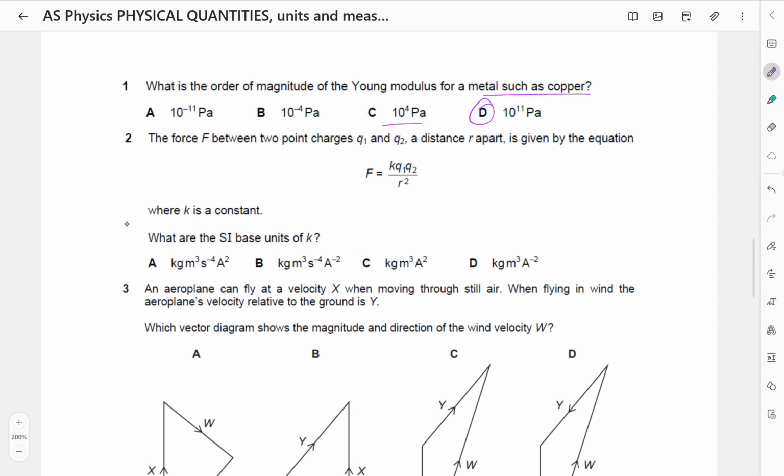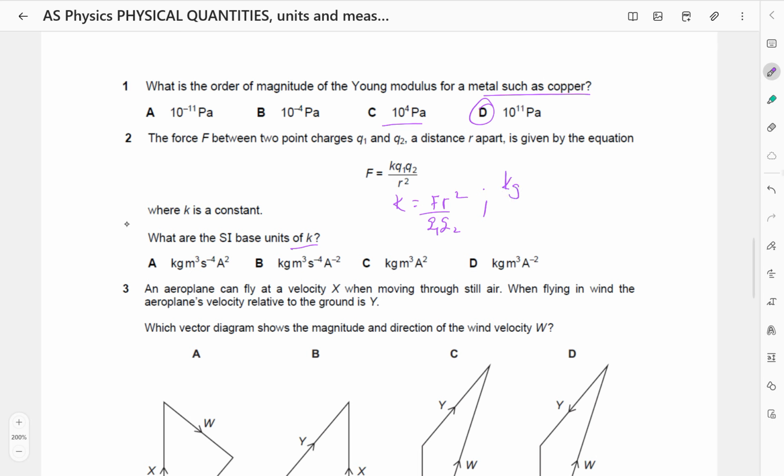The force F between two point charges Q1 and Q2 a distance r apart is given by that equation. F is equal to k Q1 Q2 over r squared, where k is a constant. What are the SI base units of k? So making k the subject, k is going to be F r squared divided by Q1 Q2. So let's find the units.